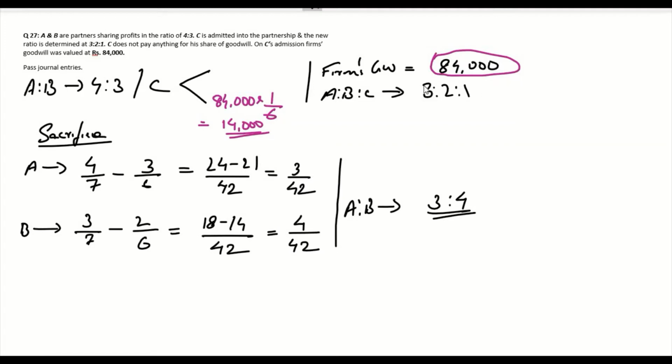84,000 is the total goodwill of the firm. Total goodwill of the firm multiplied by C's profit share. That is 84,000 into 1/6. It's 14,000. Now we need to pass the journal entries.